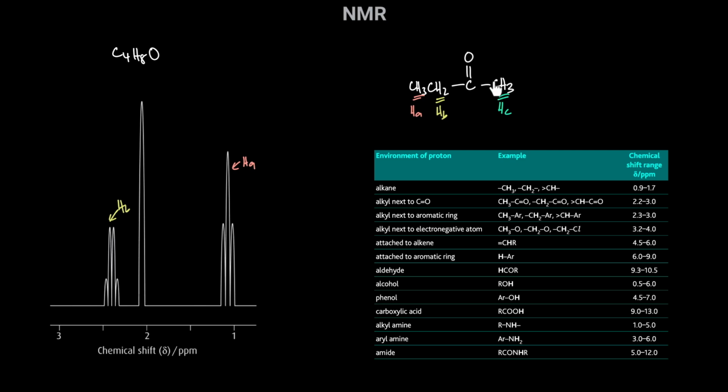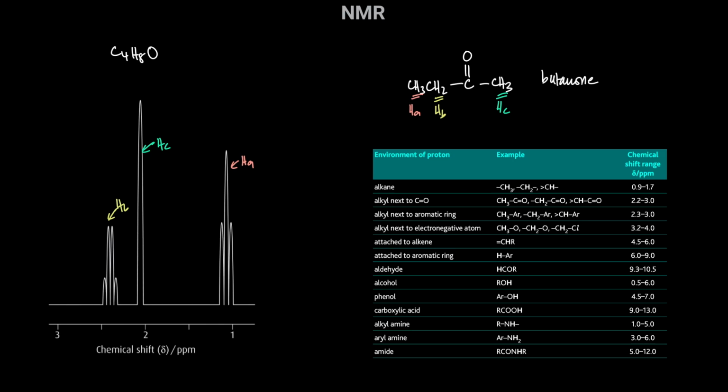So that's HC. It's a hydrogen on a carbon next to a C double bond O, shifts in the range 2.2 to 3 parts per million, and it doesn't split. It's a singlet because the neighboring carbon doesn't have any hydrogen atoms. So here we get 3 different peaks, and this structure is consistent with the NMR spectrum. So the compound that we had was butanol.